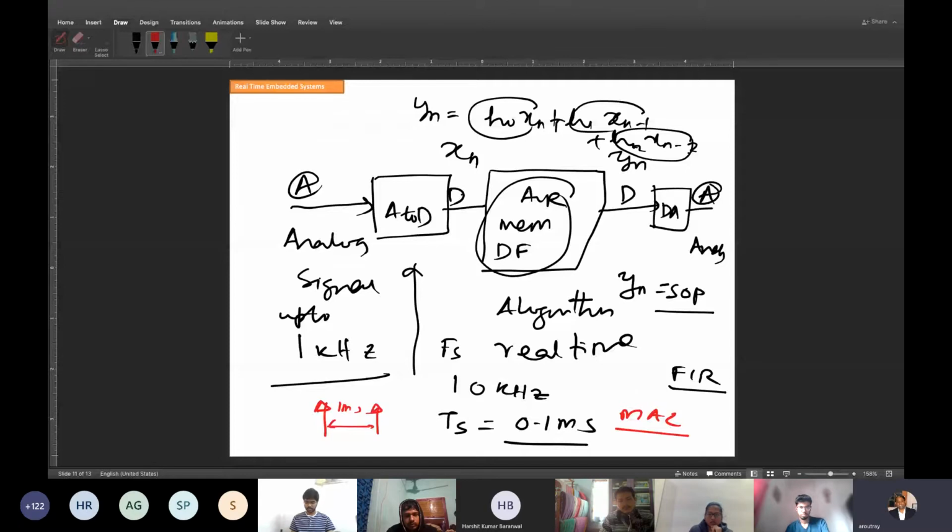Any idea what the voice bandwidth is? If we take a normal bandwidth of 20 hertz to 20 kilohertz, then the sampling must be above 40 kilohertz. 40 kilohertz is too much, so people don't do it, and they do it at 8 kilohertz, because your voice bandwidth is not really that high, it is around 5.